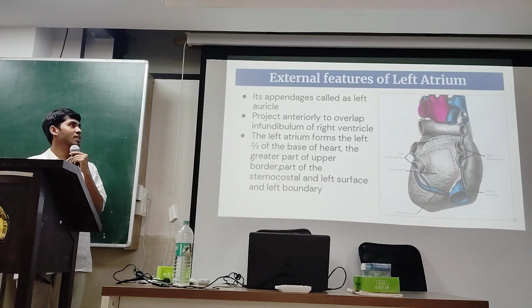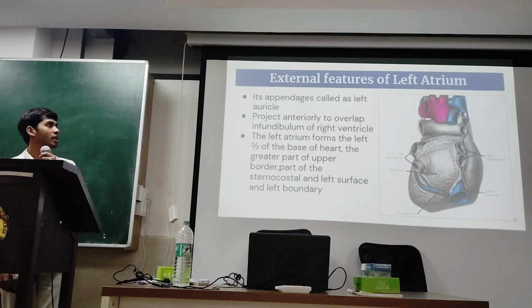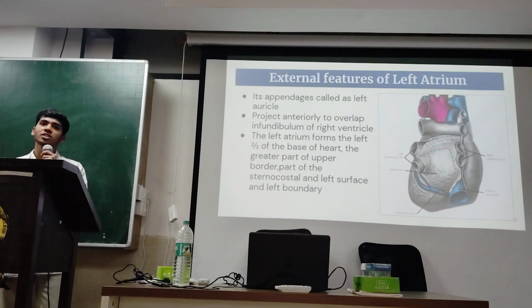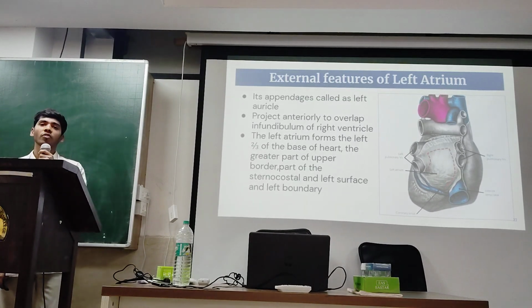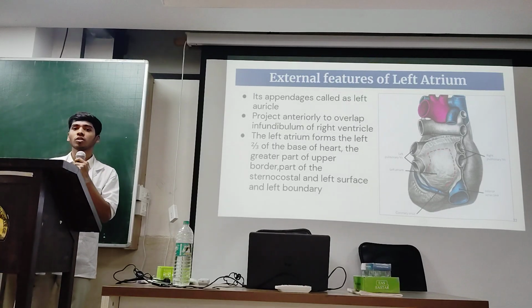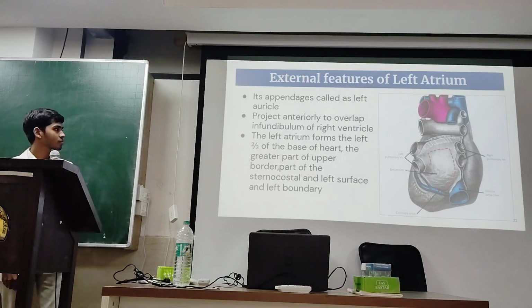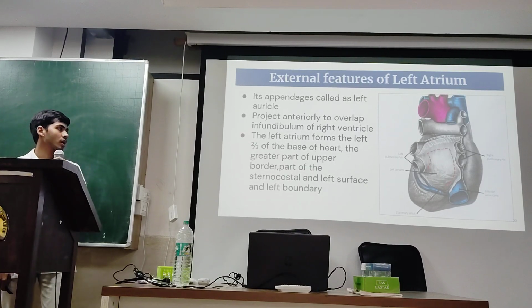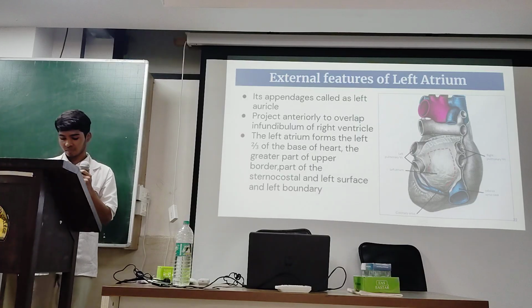Now let's start with external feature of left atrium. Its appendage is called the left auricle, which projects anteriorly to overlap the infundibulum of right ventricle. The left atrium forms the left two-thirds of base of heart, sternocostal surface, greater part of upper border, part of sternocostal and left surface and left boundary.